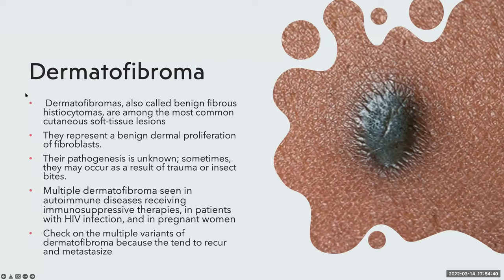And there are benign lesions coming from histiocytes, which are those inflammatory cells found in skin. Why it occurs is unknown, but sometimes it occurs after trauma or insect bites. And then if you have multiple of them, we start getting worried you might be immunosuppressed, for whatever reason. There are many variants that would be good to know because they tend to recur and sometimes become cancerous and then metastasize. So it's good to know, but I doubt someone is going to start disturbing you about them.